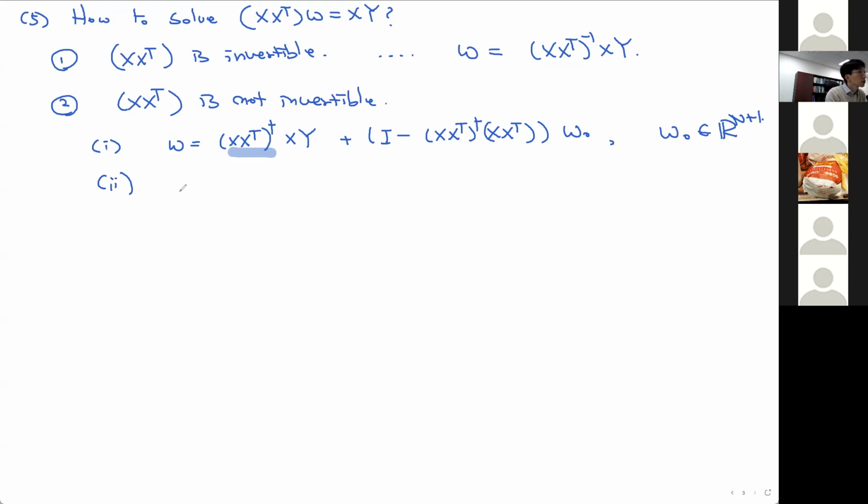The pseudo inverse: if you have a matrix A, then the pseudo inverse is the unique matrix that satisfies the following conditions, which always exists. It satisfies the 4 conditions. The first condition says that A times A pseudo inverse times A is the same as A. The second condition is A pseudo inverse times A times A pseudo inverse is equal to A pseudo inverse.